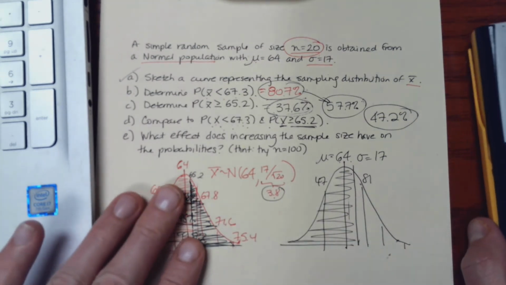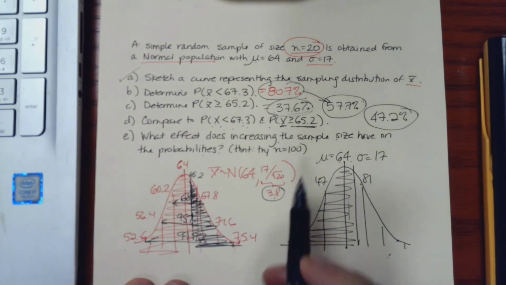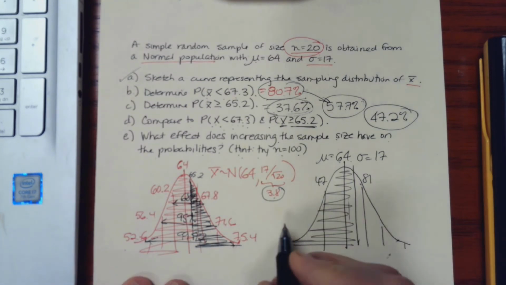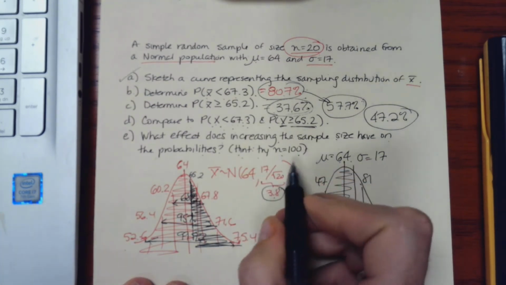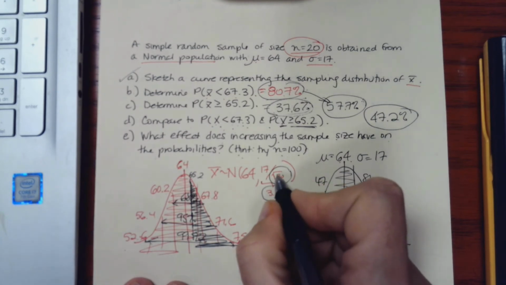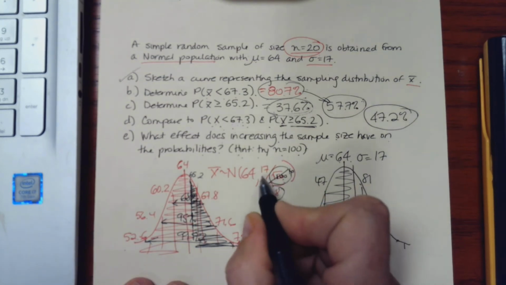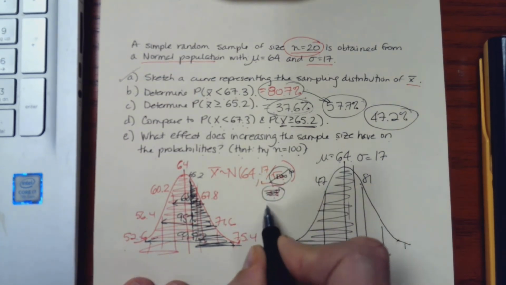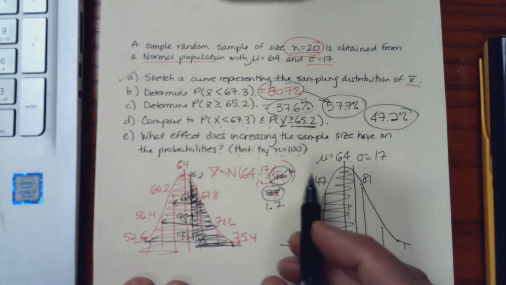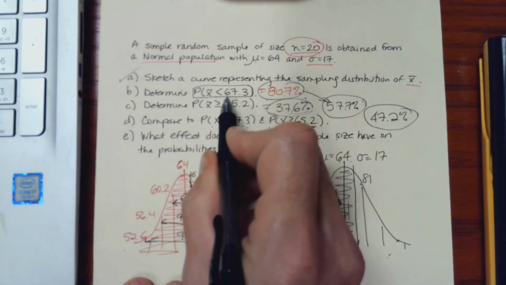All right, so what effect does increasing sample size have on the probabilities? So there's a hint here. It says try n equals 100. So if I change n equals 100, what's going to happen is that this denominator, instead of being the square root of 20, would be the square root of 100. And the square root of 100 is 10, and 17 divided by 10, this would drop down to 1.7. So I'm just going to do one of these. Let's recalculate this, the probability that x bar is less than 67.3.